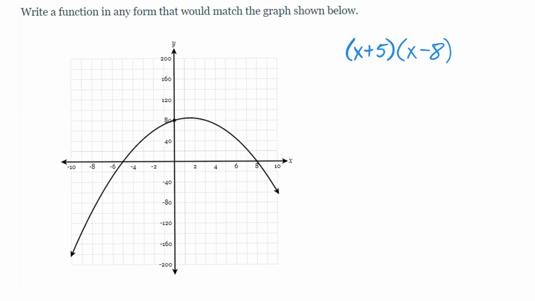Well, the problem we have sometimes is we need to account for stretches and compressions on the graph. So I currently have this function as f of x equals x plus 5 times x minus 8. If this function's correct, the y-intercept should match what we have here, which is 80. And remember, we get a y-intercept when x is equal to 0. So let's see if our equation works out. We plug in 0 for x here, and we plug in 0 for x here.